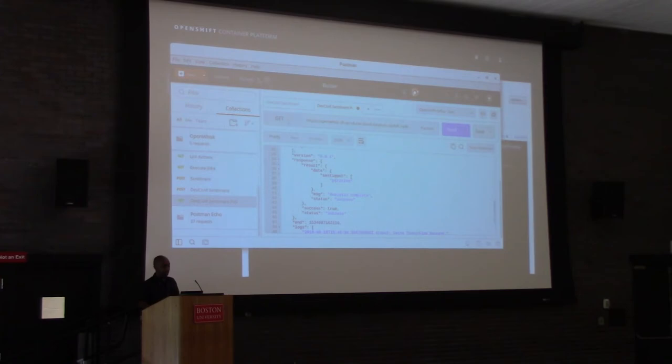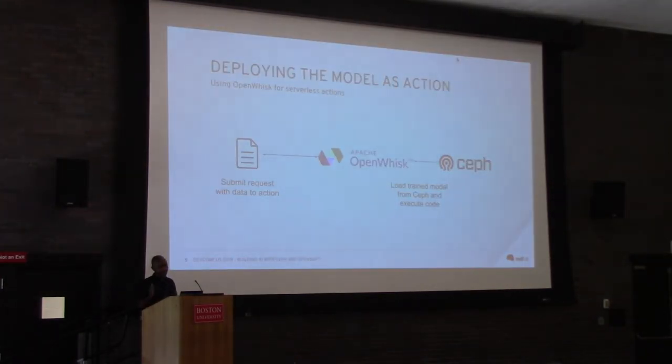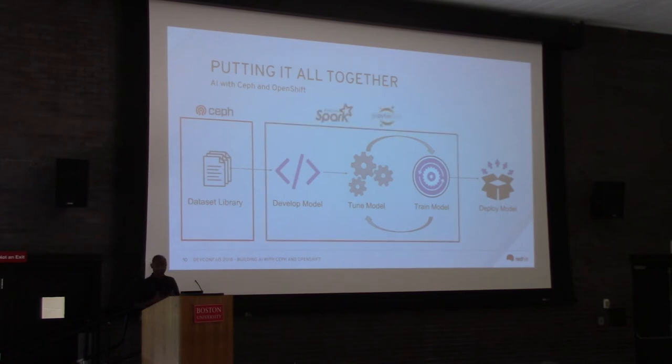But to bring it all back home, now we have an entire process where we've built the model. We've actually uploaded the data, built the model, and deployed it. So going back to what we had in the original slide, it gives you the pipeline. And what we've done here is for the storing of the data and the models, we're using Ceph. To develop, tune, and train the models, we're using a combination of Spark and Jupyter Hub. And then to deploy the model into the rest of the environment to actually make it usable is OpenWhisk.